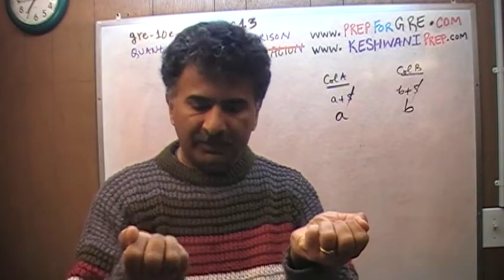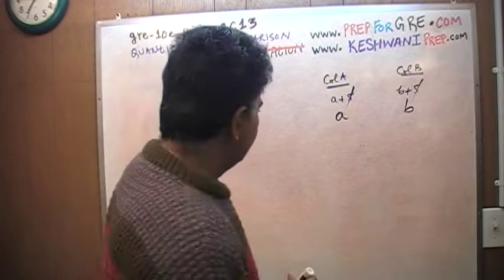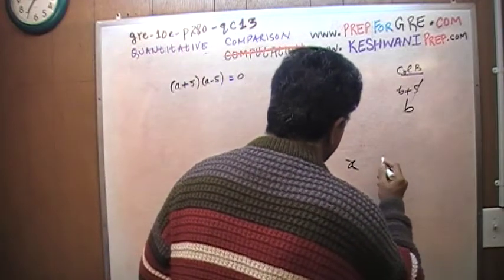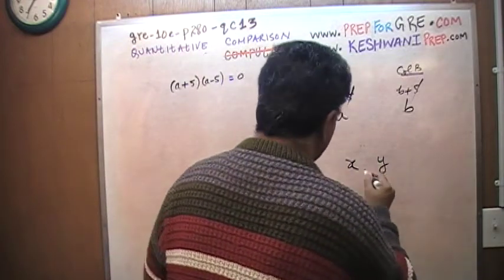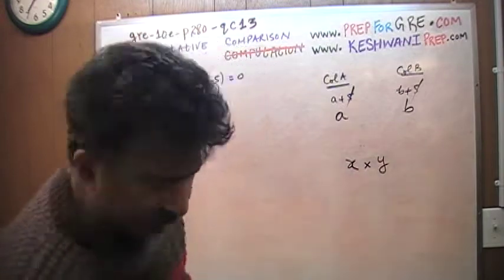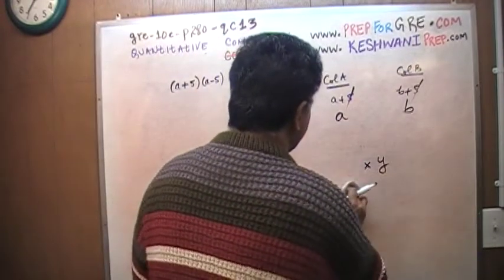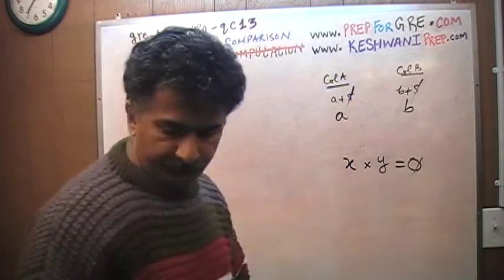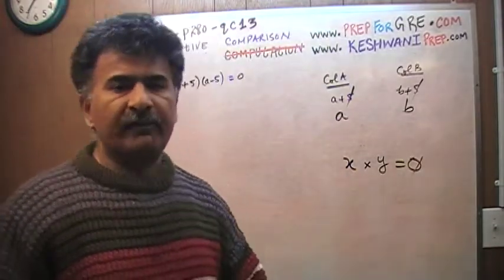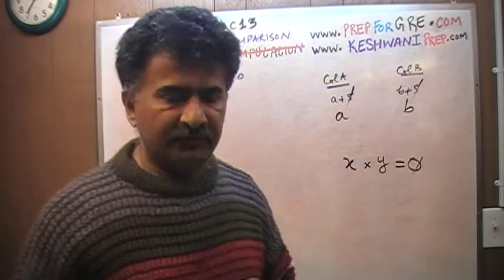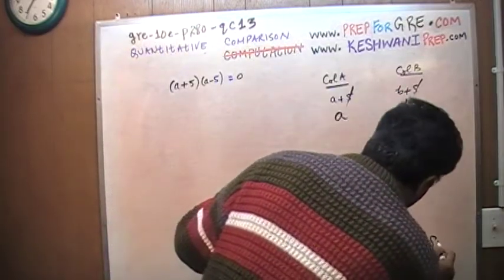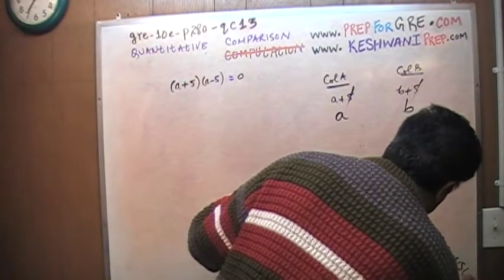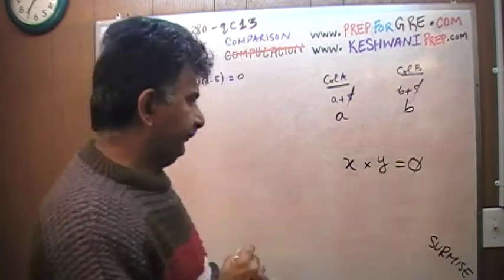And then I tell you that when I multiply these two quantities, x and y, I get a 0. What do you gather from that? What do you infer from that? What do you surmise from it?